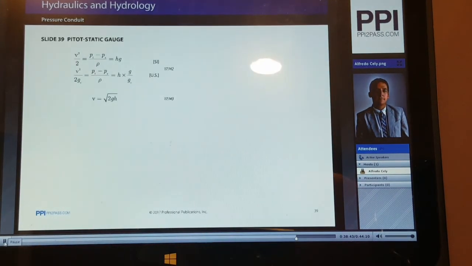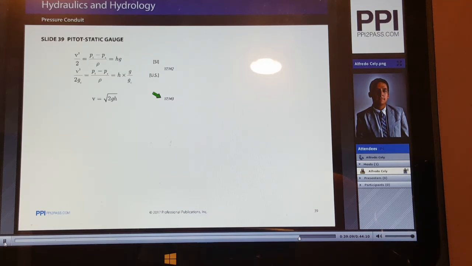So let's look at the equations used in the pitot static gauge. The pitot tube is a direct application of Bernoulli's equation. Equation 17.142, which is shown in SI and US units, is derived from Bernoulli's equation. Equation 17.143 can be calculated using the relationship between the energy equation and the pressure head equation.